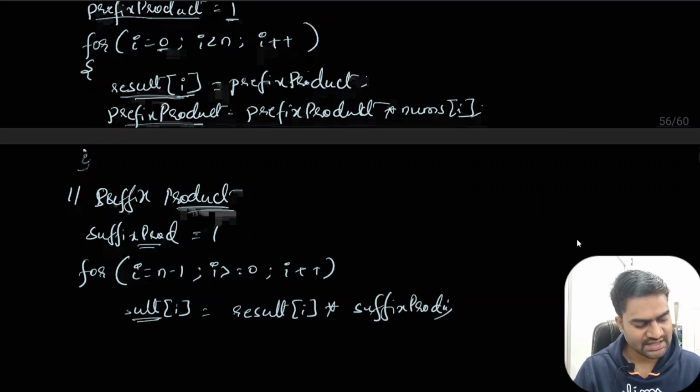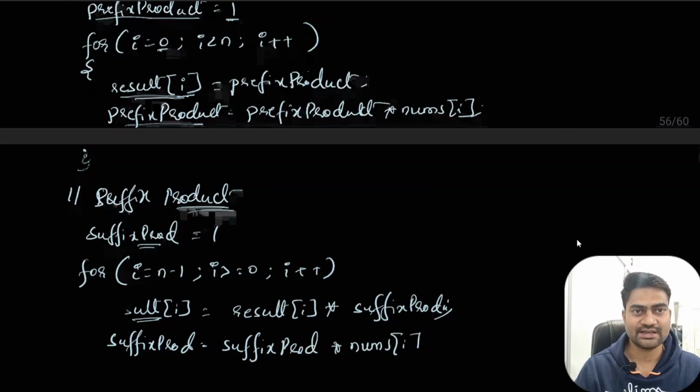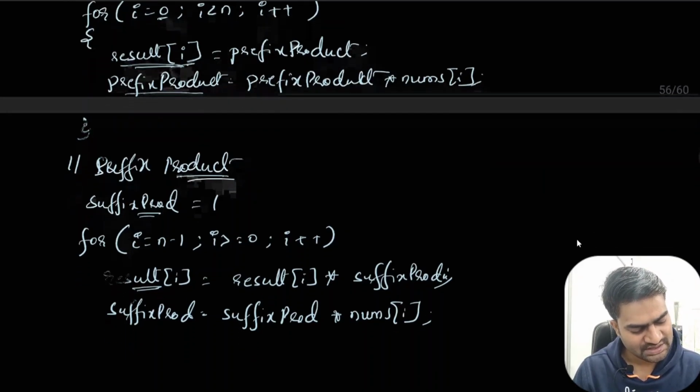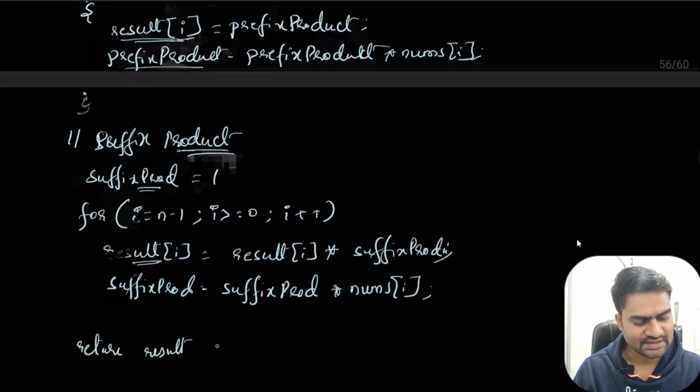After this, I will update my suffix product equal to suffix product into nums of i. Correct, right? This is pretty much simple and straightforward. Then at the end, finally, I will return my result array.